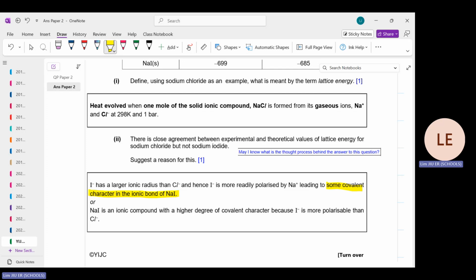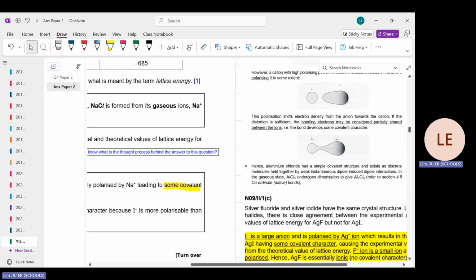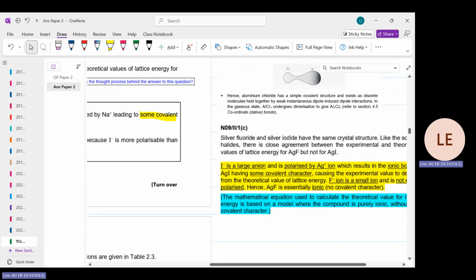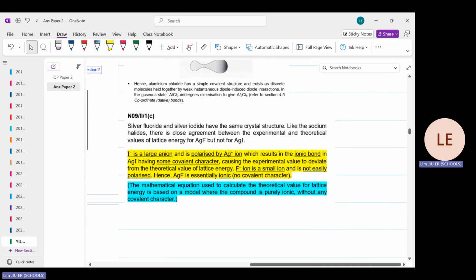The next common one that people would like to test, or you have seen before, is your Ag. If you recall, in your chem bonding, I take it out from your chem bonding, this one, silver fluoride and silver iodide. Also like sodium, there is close agreement for silver fluoride, but there is not close agreement for silver iodide. So same thing here. Can you see? This one you can refer back to your tutorial, chem bonding. I pluck it out from there.